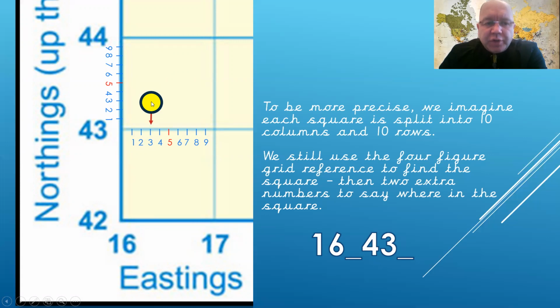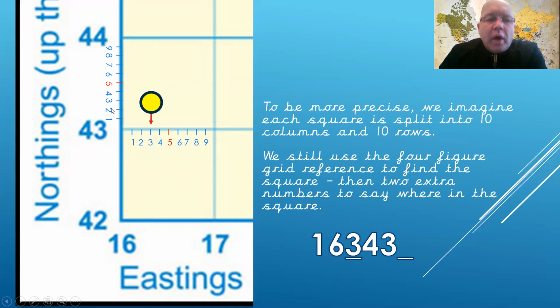From the center of the spot, if I come down, it's to the 3, okay? So it's about 3 along. So 16.3. We can put a 3 there in our 6-figure grid reference because the center of the spot is in line with the 3. Okay, does that make sense?